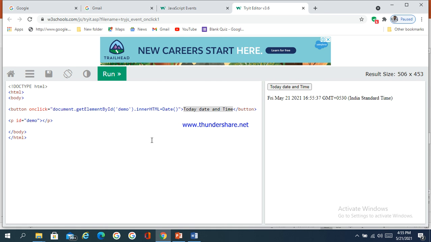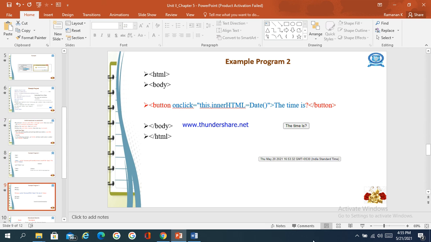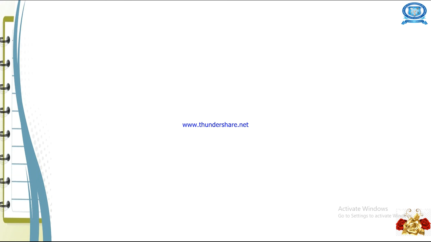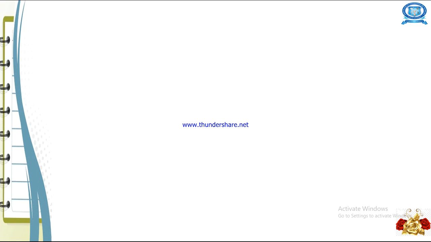Okay, so this is the first example program for events. I will go on to explain the second program. We'll see the sequence of the program. Like that, create the button. The button name is "The time is". Then close the body. You can run the program to get the output.